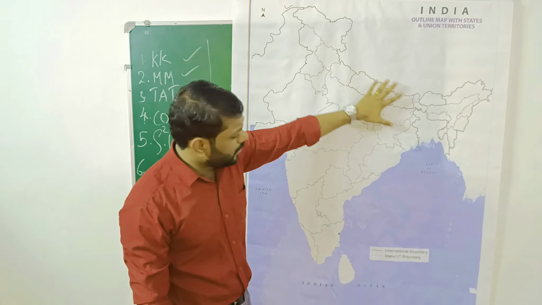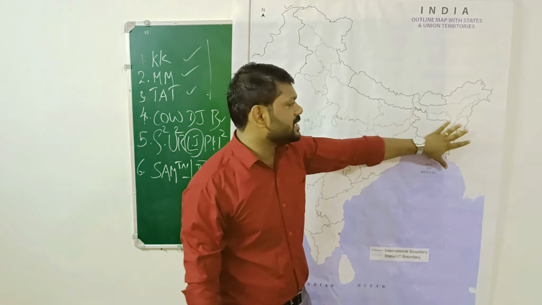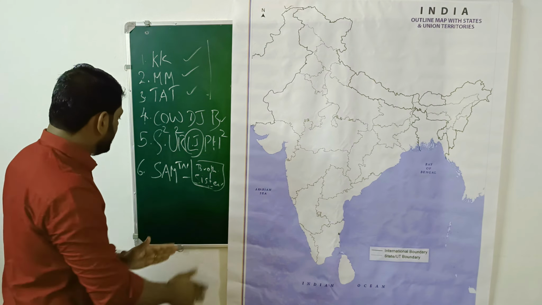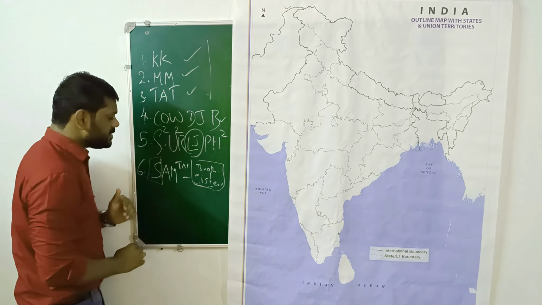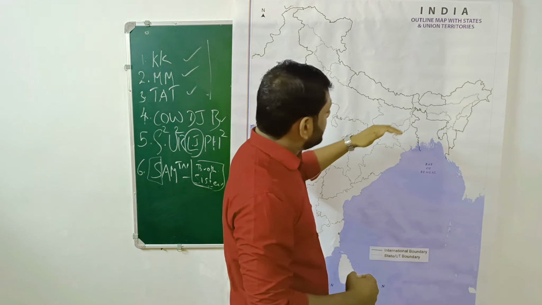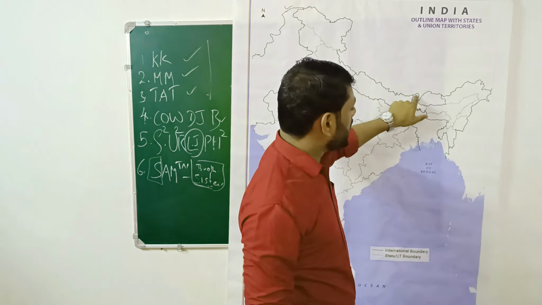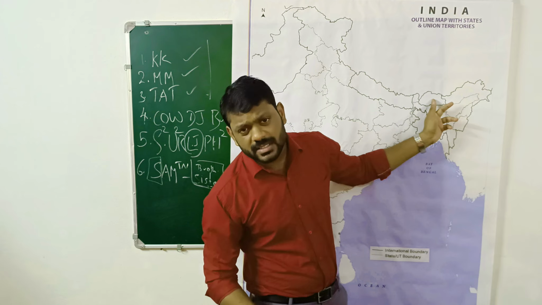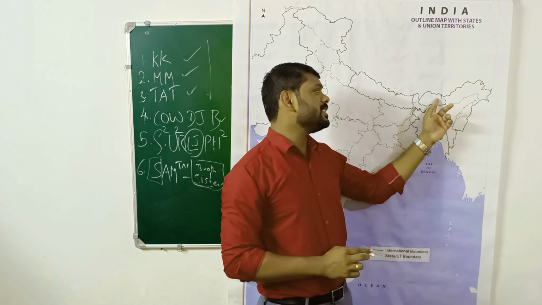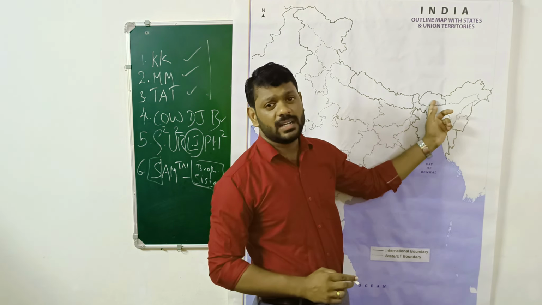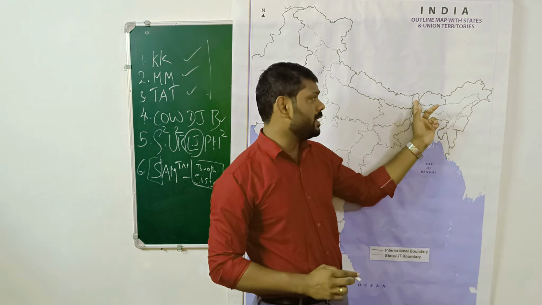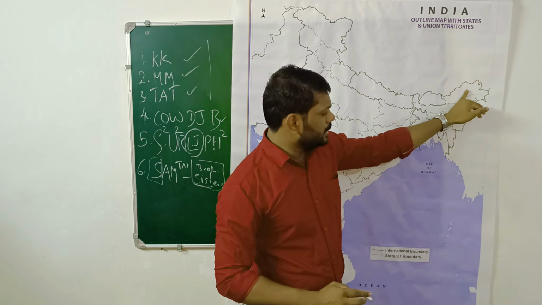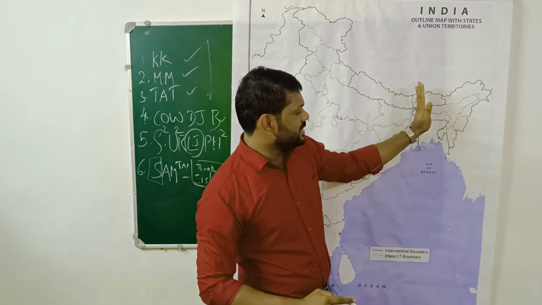So we have completed all the major regions except the Seven Sisters. Now, moving on to Sam TN, S stands for Sikkim, the brother of all the Seven Sisters. This is where Sikkim is. Do not mark Sikkim over to here. Some of the students used to mark Sikkim over to here. This is Bhutan. So please do not mark Bhutan as Sikkim. Sikkim is a small place over to here.